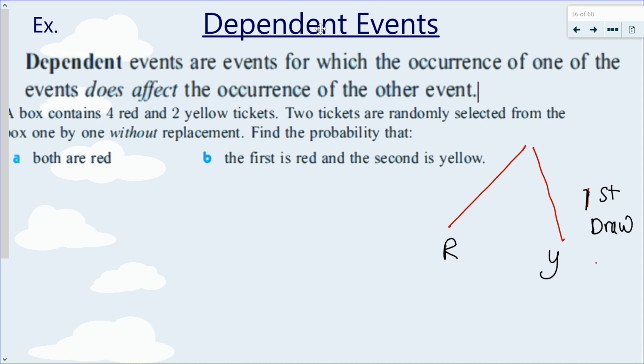Probability of a red, well, we have 4 out of 6 tickets. So the probability of a red is 4/6, which is 2/3. 4/6 reduced is 2/3. Okay. Probability of a yellow is 2/6, which is 1/3. You know what? I'm not going to reduce these. I feel like it's going to be confusing.